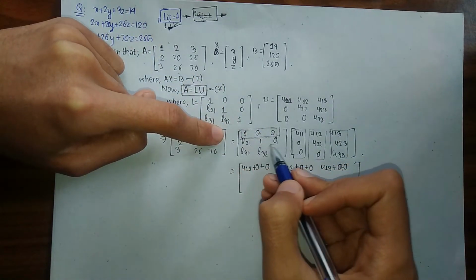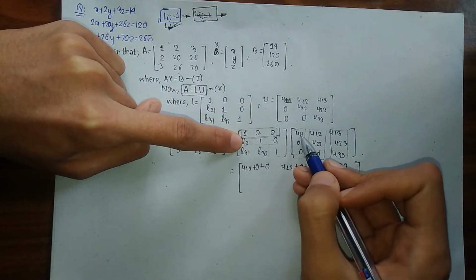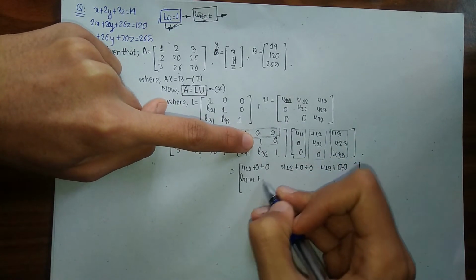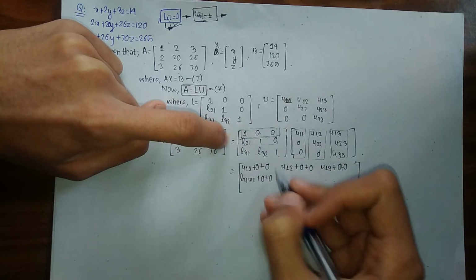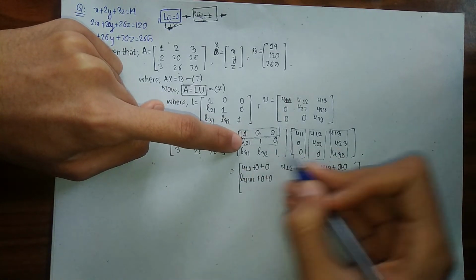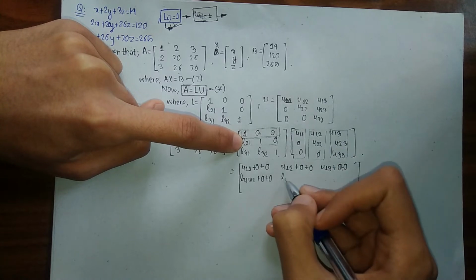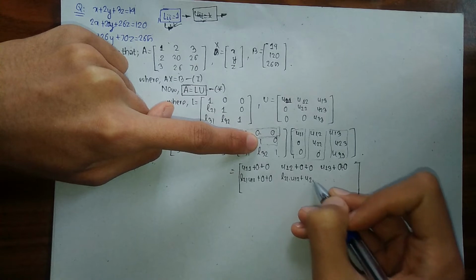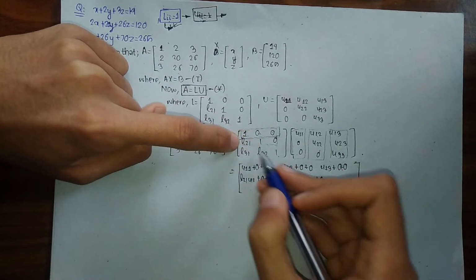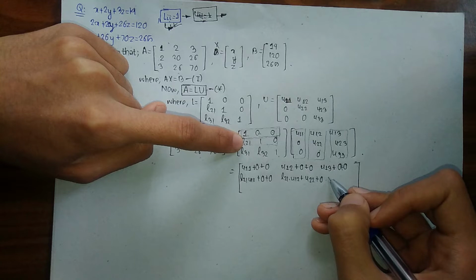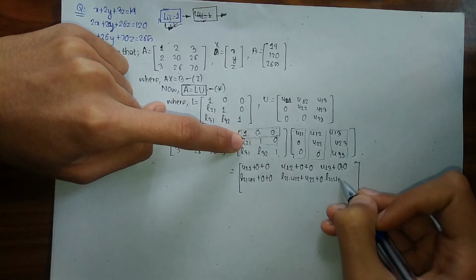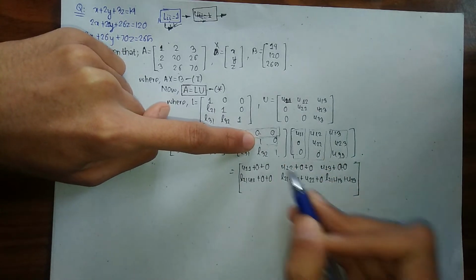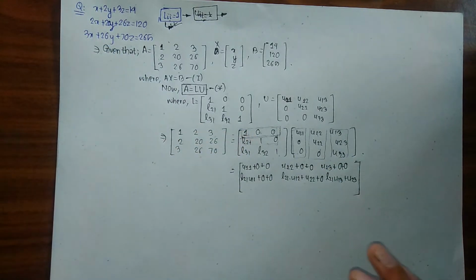Now our second row must multiply the first column: L21 times U11, plus 1 times 0 is 0, plus 0 times 0 is 0. Again, second row, second column: L21 U12, plus 1 times U22 is U22, plus 0 times 0 is 0. And again, second row, third column: L21 U13, plus 1 times U23, plus 0 times U33 is 0.